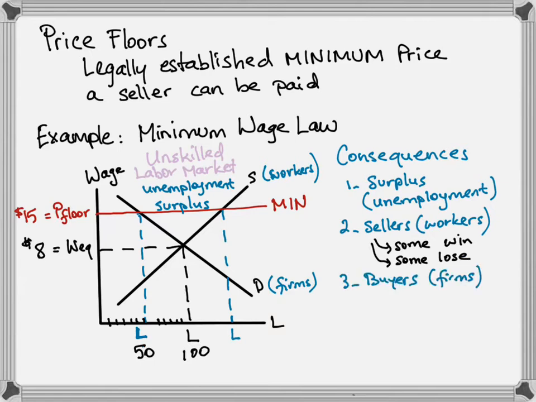How about the buyers, the firms? All buyers will have to pay $15 for these workers. That is higher than the equilibrium wage. So all buyers will lose.